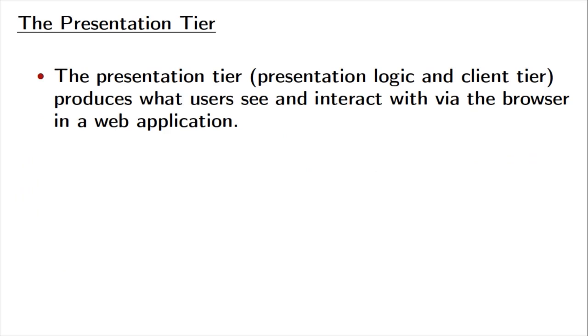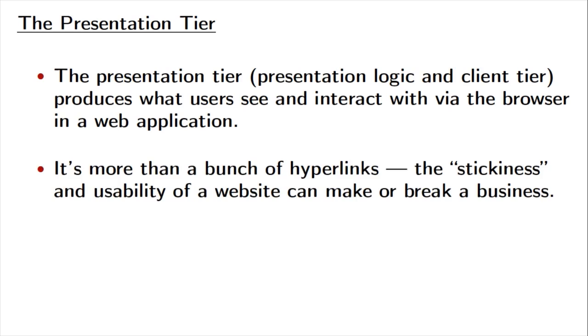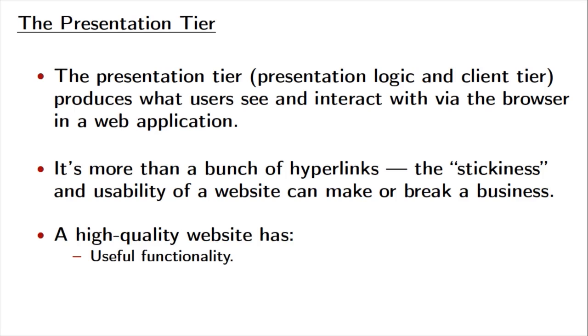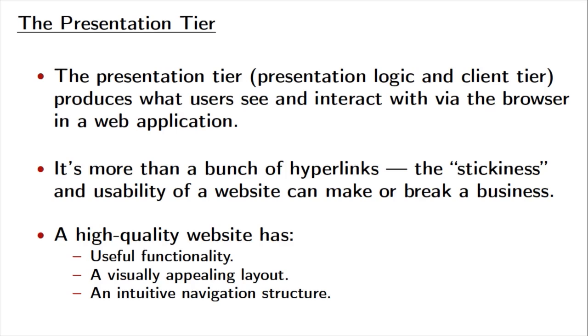Let's dig in. The presentation tier, which again consists of the presentation logic and client tiers, produces what users see and interact with in their browser. It's more than just a bunch of hyperlinks. The stickiness and the usability of a website can make or break a business. A high-quality website has useful functionality that it provides to the end users, a visually appealing layout, and an intuitive navigation structure.